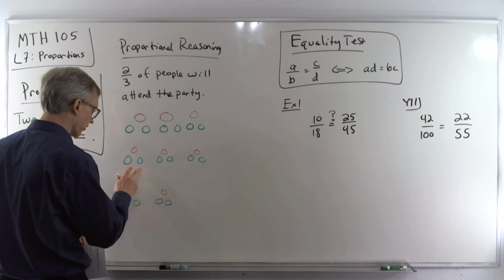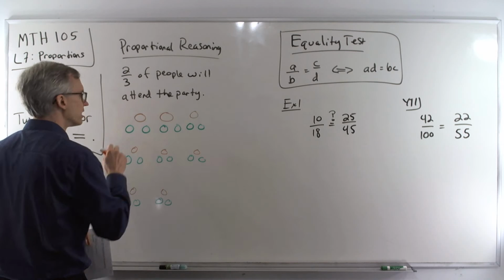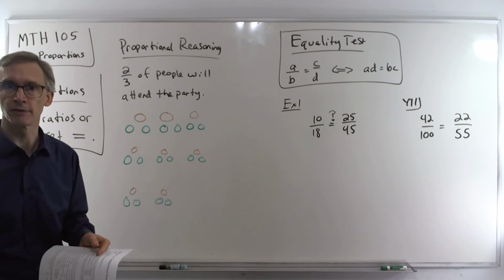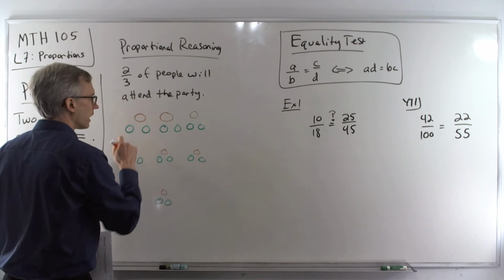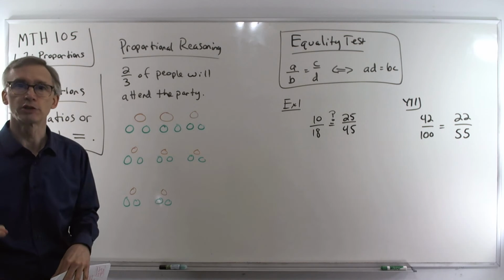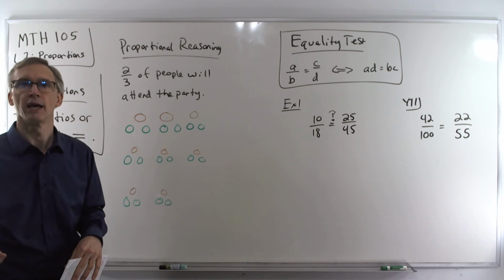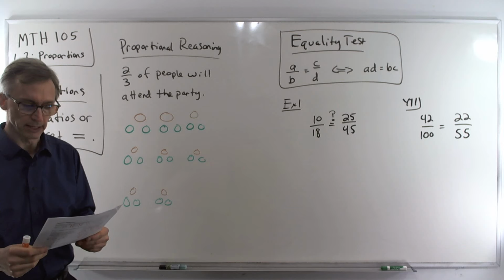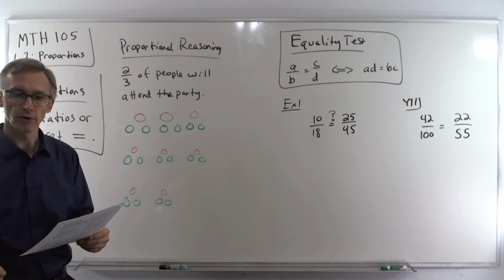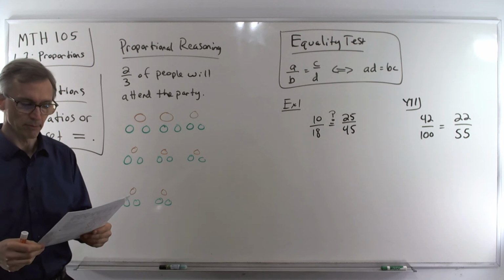So we got 2, 4, 6, 8, 10, 12, 14, 16 total people will be attending the party. 8 people will not be attending. So that means 24 people were invited and 16 are attending. So use those facts to complete number 3. We're going to complete that proportion.